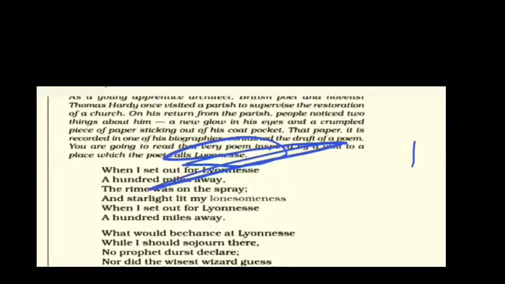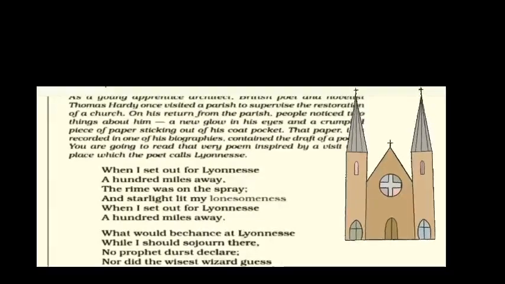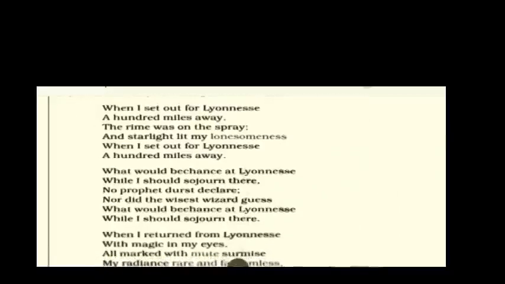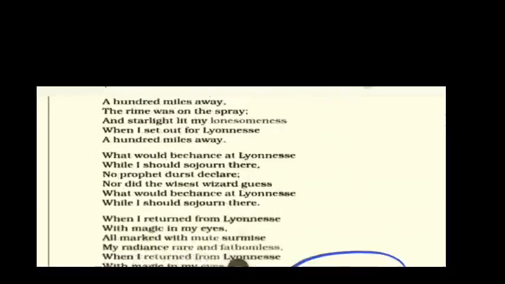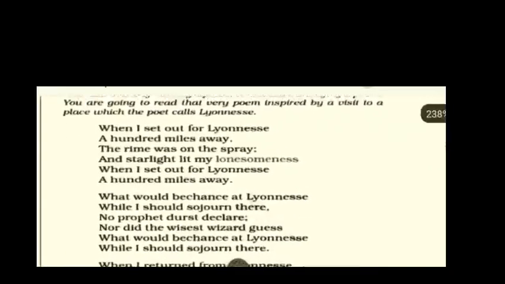I hope the preface is clear. It's really very simple. It's about British poet Thomas Hardy, who was apprenticing as an architect, and once he happens to visit a church, and then ever since his return from the church, there was this glow and change in personality. He emerged to be someone better, isn't it? So let's read. There are 3 stanzas in this poem. Let's read and find out.